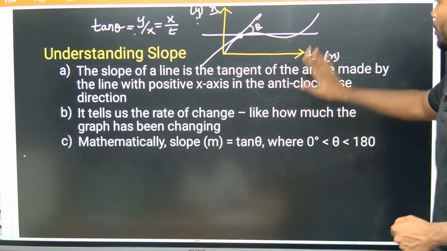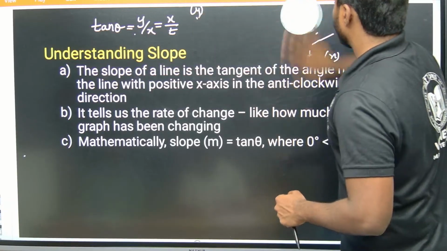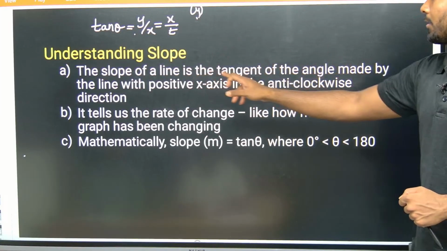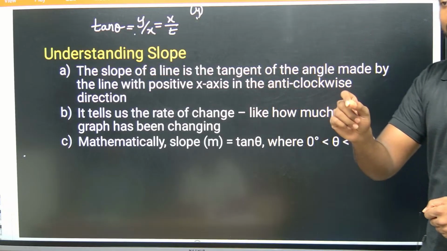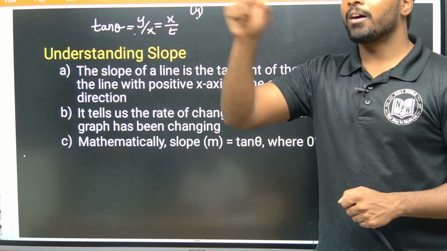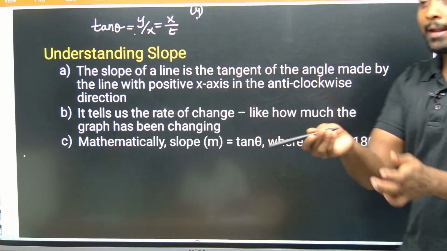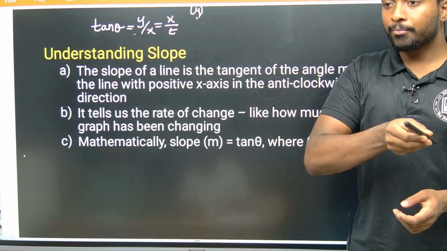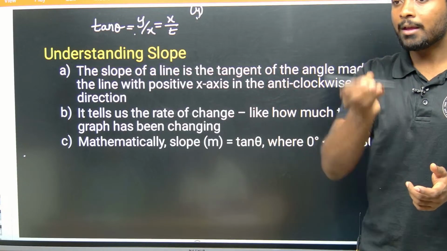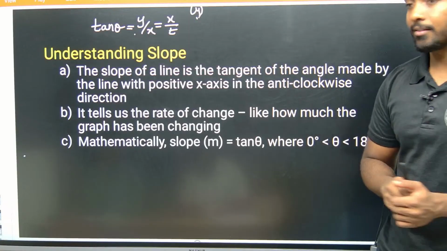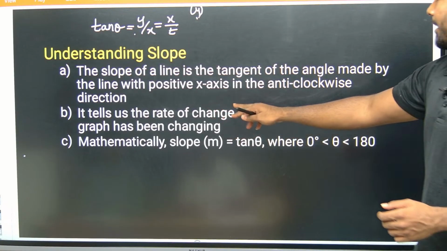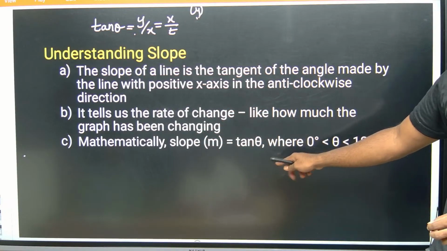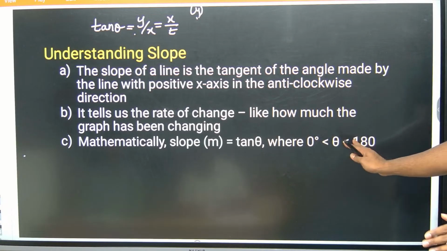This one you understood? The slope of a line is the tangent of the angle made by the line with the positive x axis. So whenever you are drawing a tangent, it should be with respect to the positive x axis, in the anti-clockwise direction, with respect to the horizontal. It tells us the rate of change, like how much the graph has been changing. Mathematically, slope is nothing but tan theta, where theta is from 0 to 180 degrees.